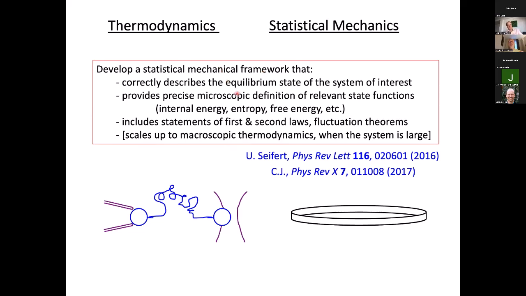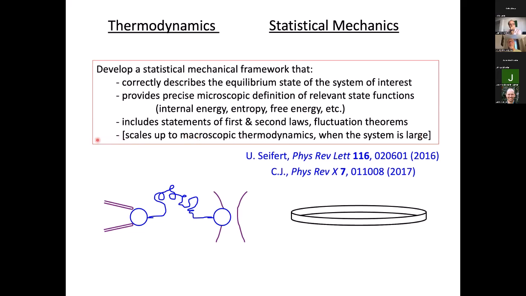So if we take the definitions that we've devised in whatever framework we develop, and we apply them to a macroscopic system like a rubber band, then it would be nice for the values that come out of that to agree with the actual macroscopic values of internal energy or entropy or free energy or whatever we're talking about.